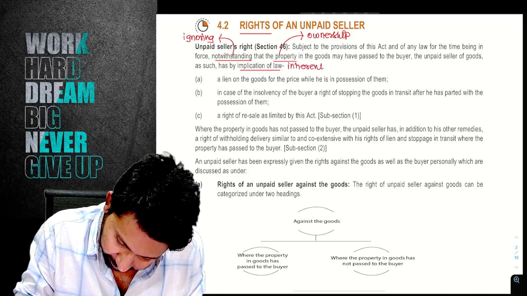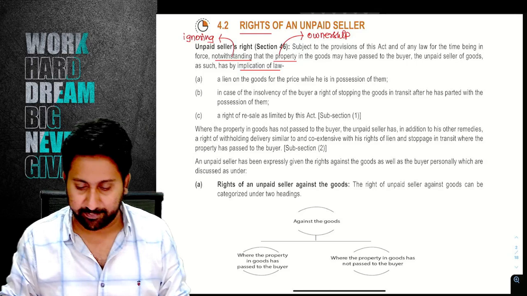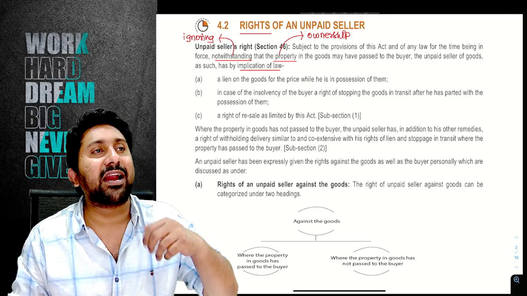It means separately in the court he need not file any case. Law directly has given him some rights. What are those? Let us see. First, let me explain the point. Sir, what do you mean by notwithstanding or ignoring the title or ownership of the goods? What does it mean? Listen.